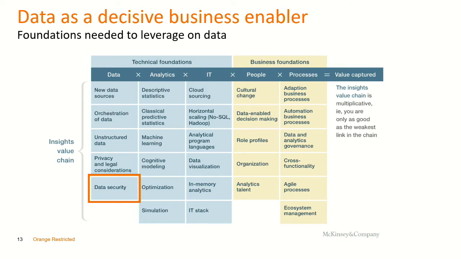What does it mean? It means that if you have a weak link, such as, for example, data security as part of this value chain, you will never be able to leverage on the total potential represented by data. So that's what we will focus on today, the way you can make sure your data security is sufficiently performing for you to be able to have a good data usage and to leverage on the business potential it brings.